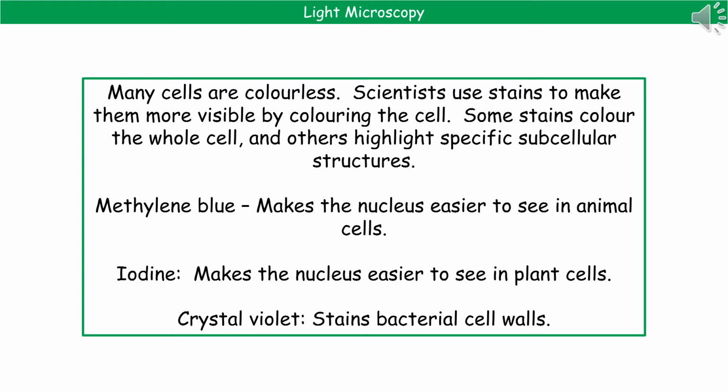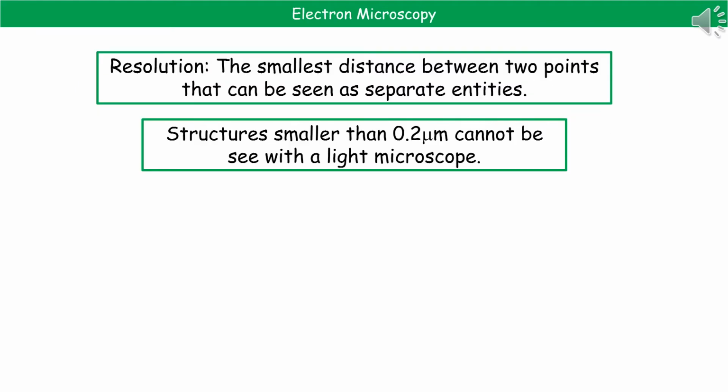3 stains to remember: methylene blue makes the nucleus easier to see in animal cells, iodine makes the nucleus easier to see in plant cells, and crystal violet stains the bacterial cell walls.